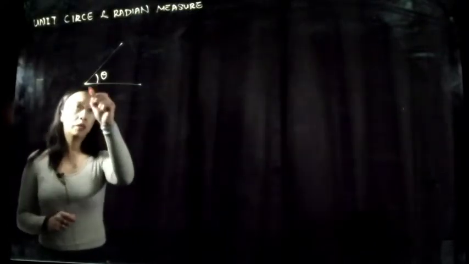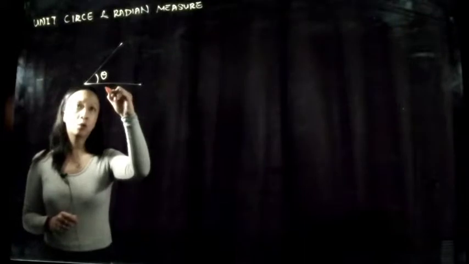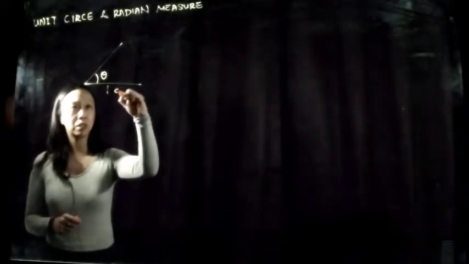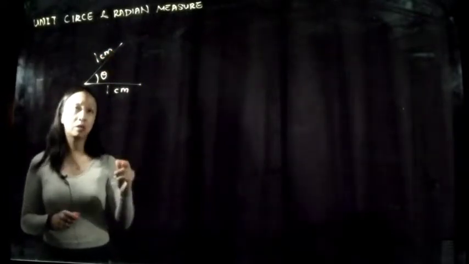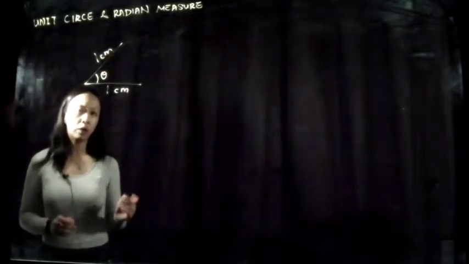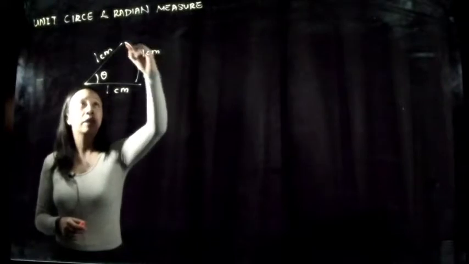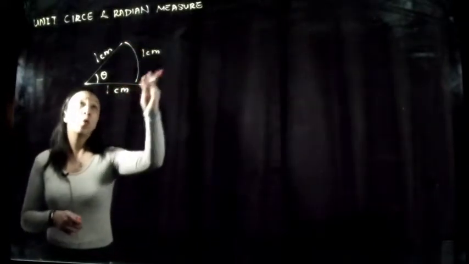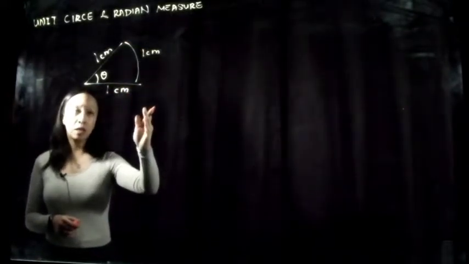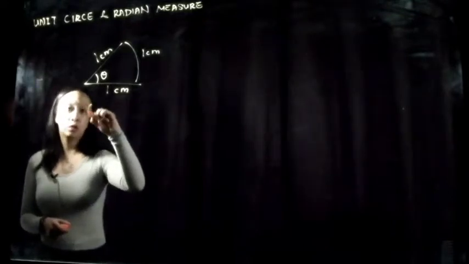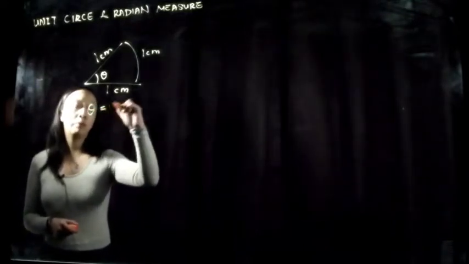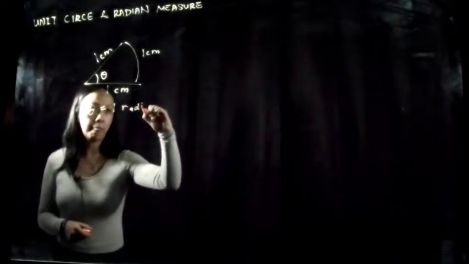If this is a part of a circle, then this will be called a radius. So, let's say your radius is 1 centimeter. The other radius will be 1 centimeter as well, because in a circle, all radii have the same length. So what if the arc length is also 1 centimeter? You can see that the arc length and the radius have the same length. In this situation, your theta, which is your angle, will be equal to 1 radian.